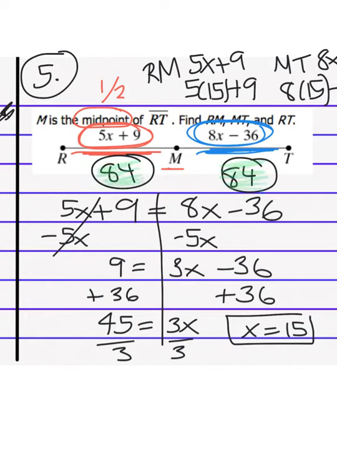And then RT would be the whole thing. So I would add 84 plus 84, and that is 168. Okay. So those are my 3 answers. Okay, 84, 84, 168.